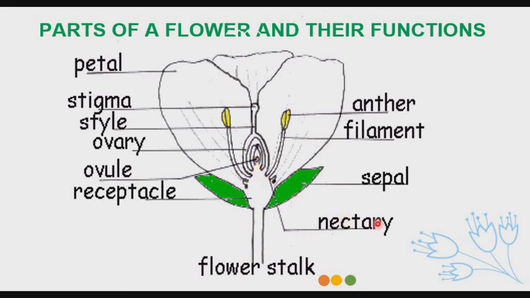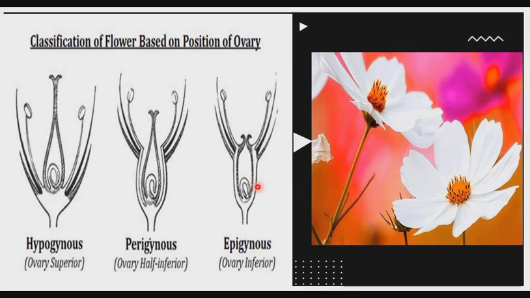Now then, we can see the nectary. The nectary plays the role of providing good scent for the plants for insects to be attracted and for pollination to occur. Now, having known this, we are going to look at types of flowers based on position of the ovary. Flowers may be classified as hypogynous, perigynous, and epigynous flowers based on the position of the ovary on the receptacle.